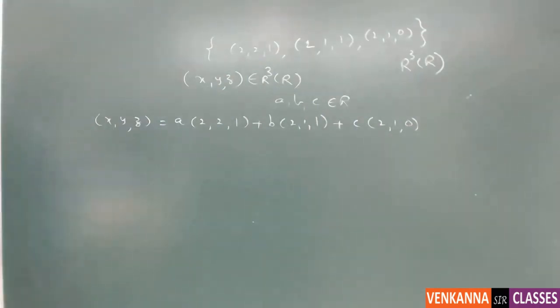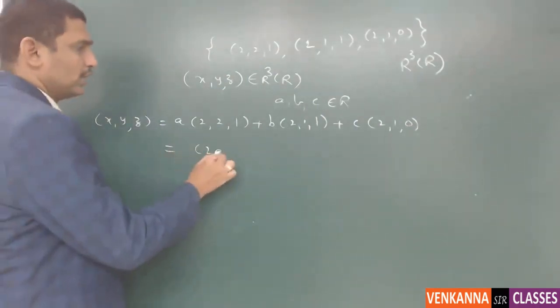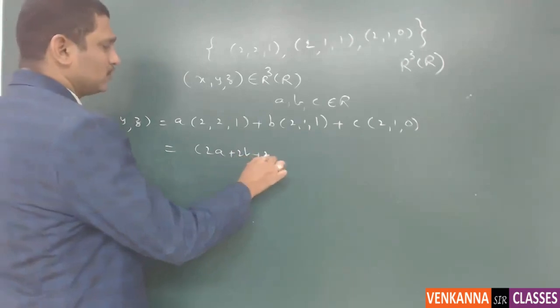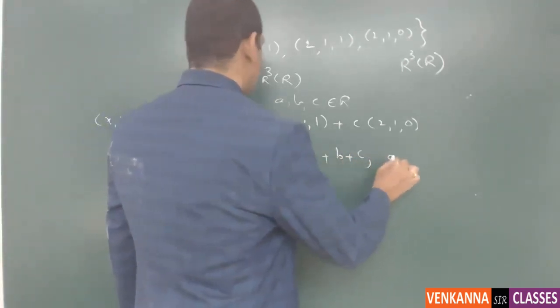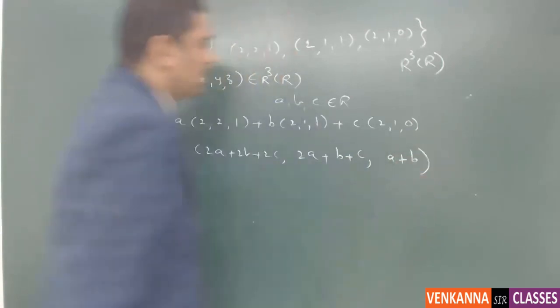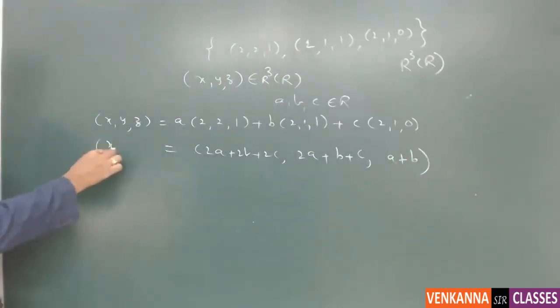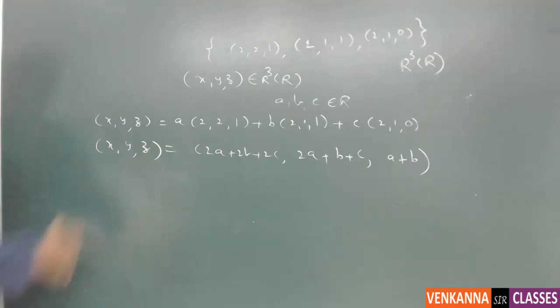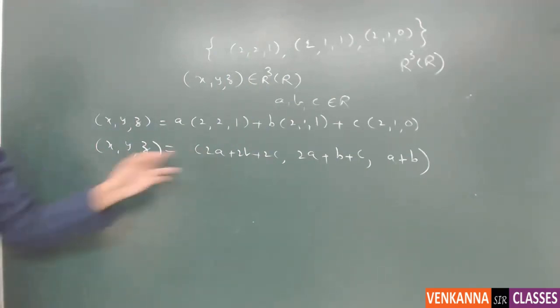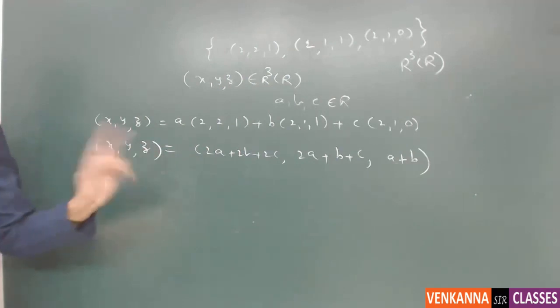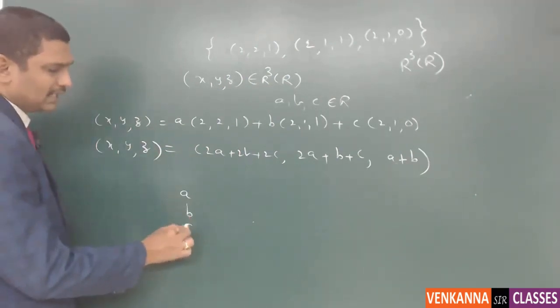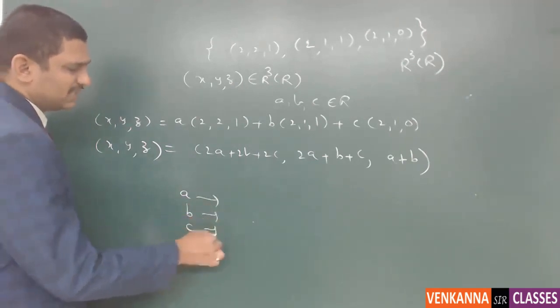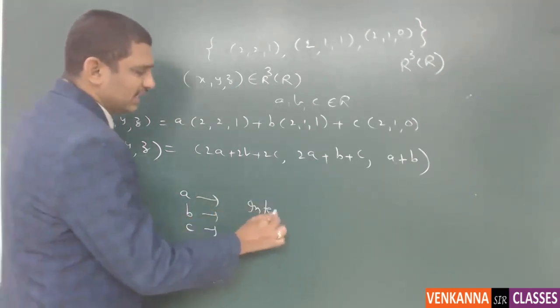So let us solve this. 2a plus 2b plus 2c, 2a plus b plus c, and a plus b. Now you equate the values. You compare the respective values and solve the equations, and then you will find the values of a, b, c in terms of x, y, z.